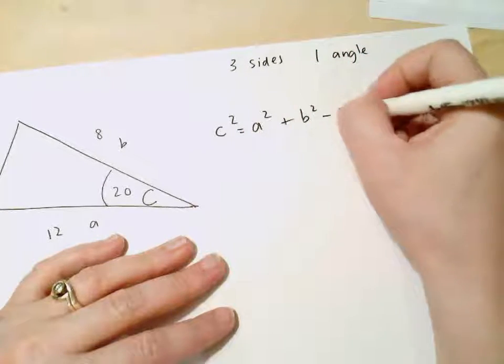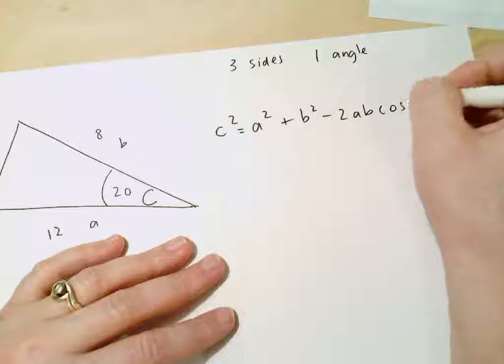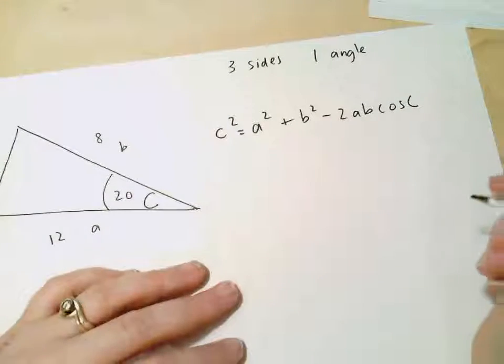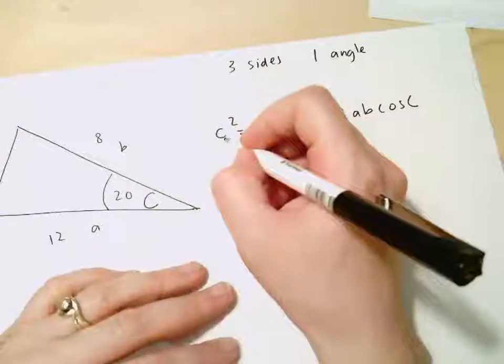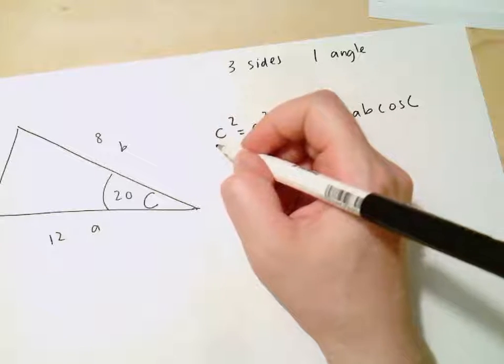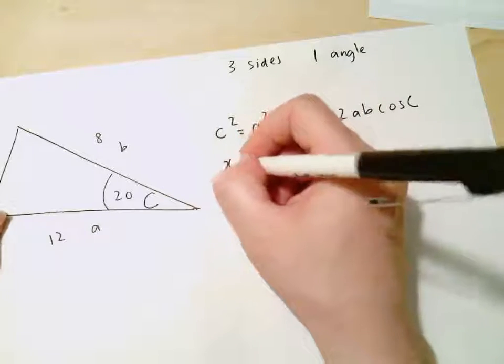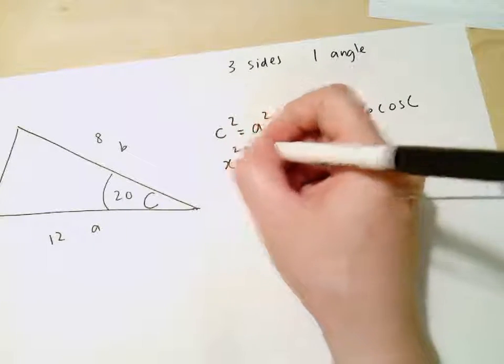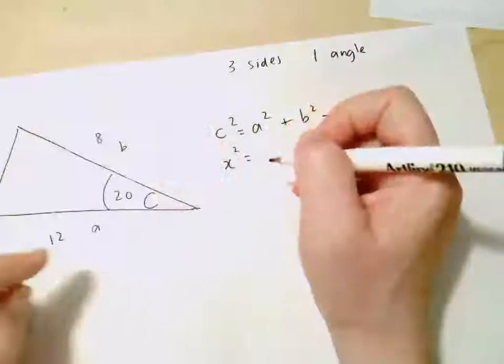Remembering that this is given to you on your formula sheet. Now I just substitute things in. I know that my C is this one over here. It's the unknown. It's what I'm trying to find out. So I'm just going to label it as x squared.